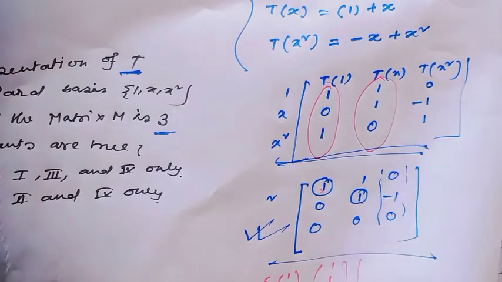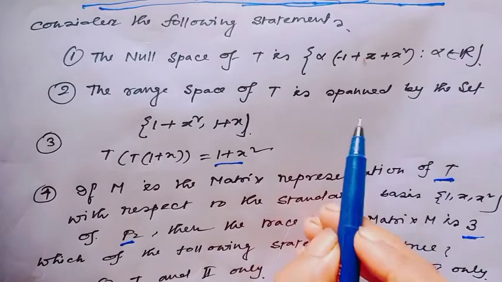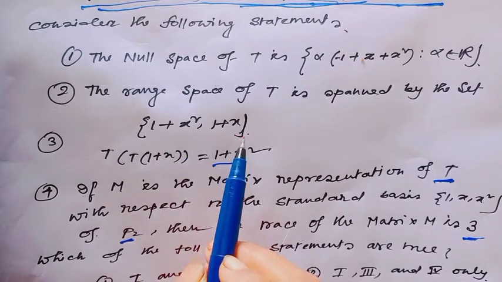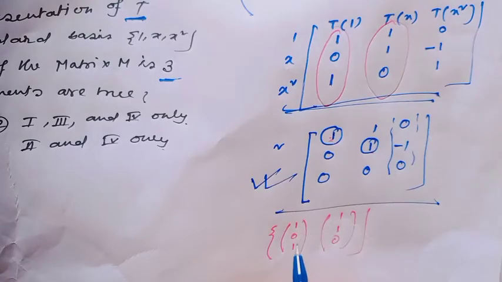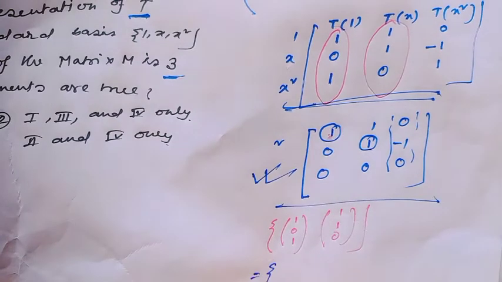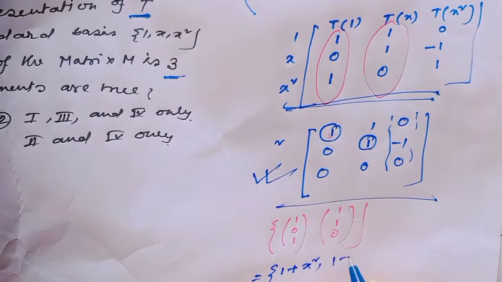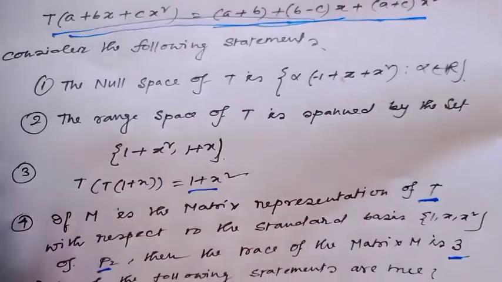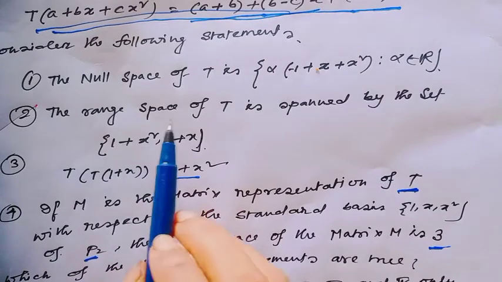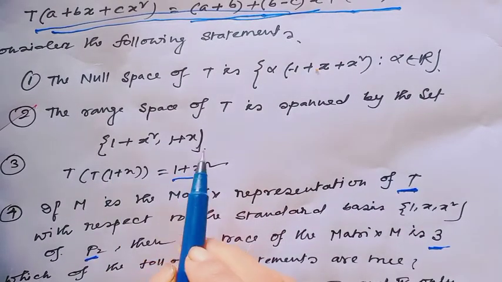Are you getting? And here the question says the range space of T is spanned by the set 1 plus x square, 1 plus x. Since the range space contains this vector, obviously this is the set containing 1 plus x square, 1 plus x. That means option 2 is a right option, because it indicates the range space of T is spanned by the set 1 plus x square, 1 plus x.